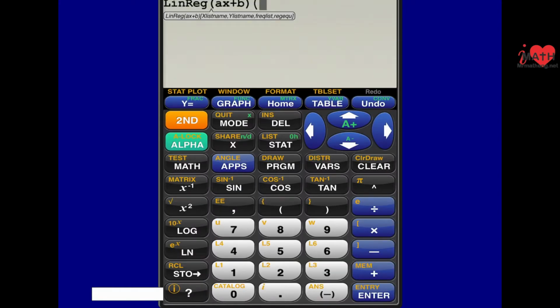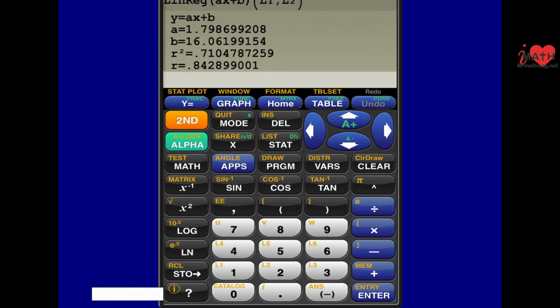Okay, now I'm going to get in list 1, list 2. So again, a different way is just pressing second 1, comma, over 7, and then list 2. Enter. Okay, so here's my equation here. And A represents the slope because it's in front of x. B is the y-intercept because there is no x in there. And then r squared is the coefficient of determination.